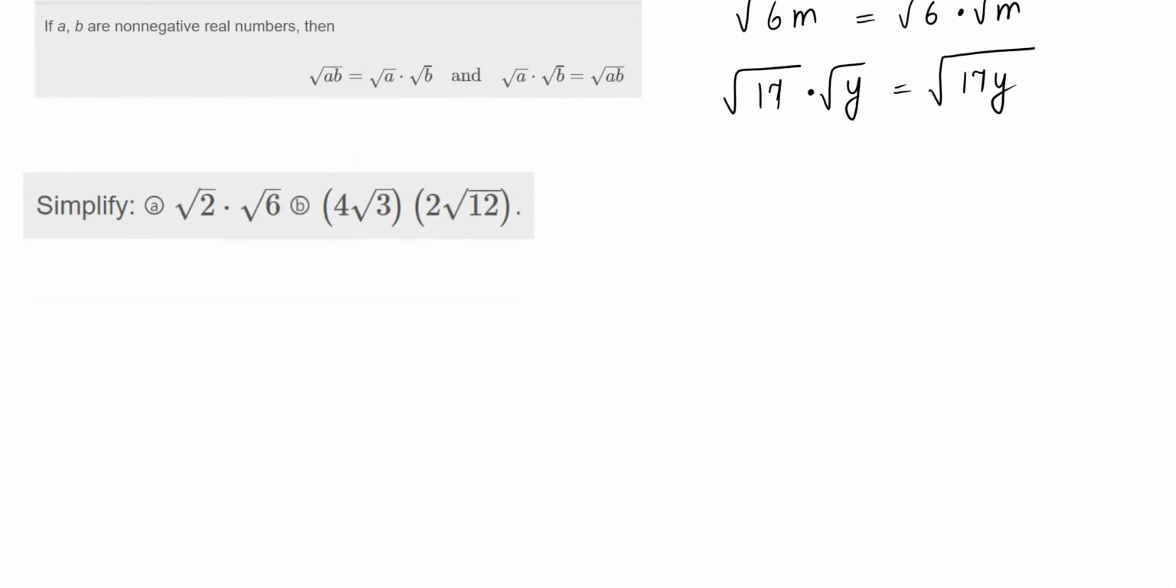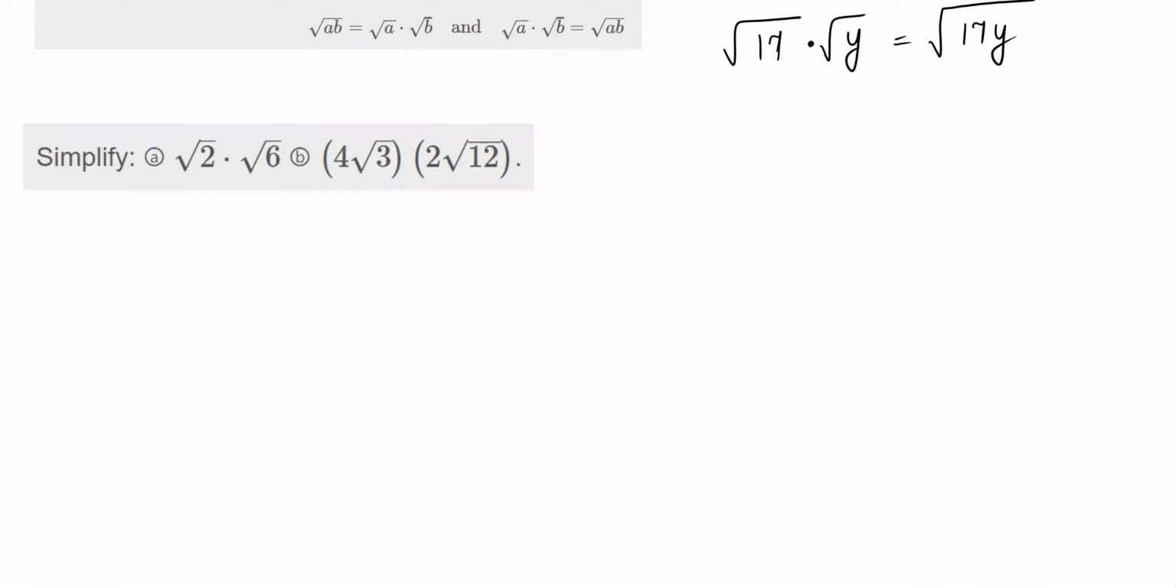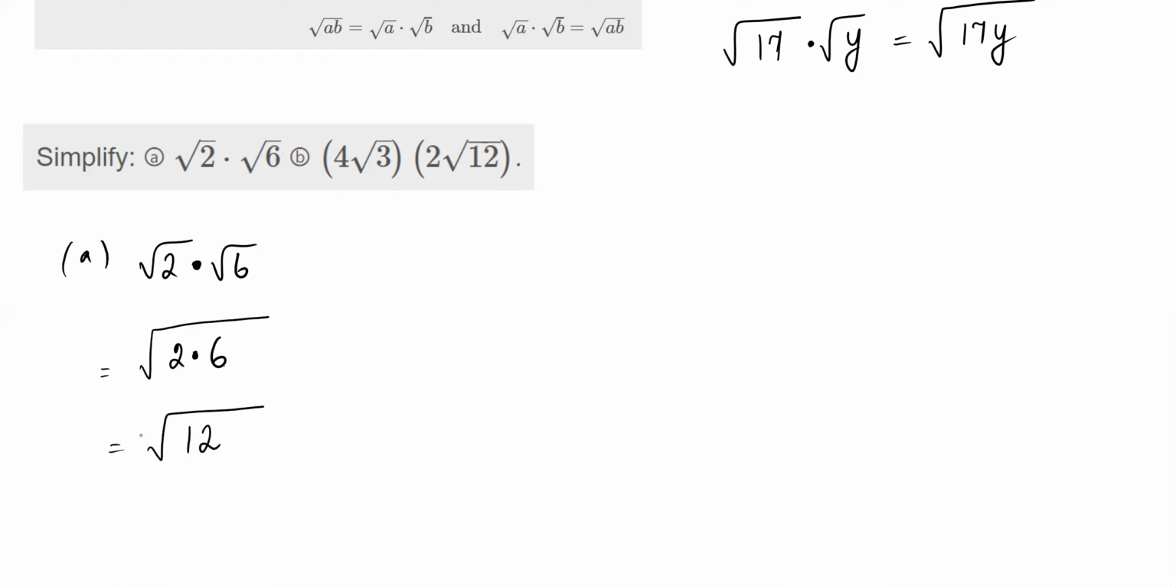Let's look at the first problem. We have two parts, so let's look at part A. Square root of 2 times square root of 6. As per the property, you're looking for the multiplication symbol. That's there. And these two are separate radicals. The product property allows you to multiply these two under the same radical, which is 2 times 6, 12. Box it.